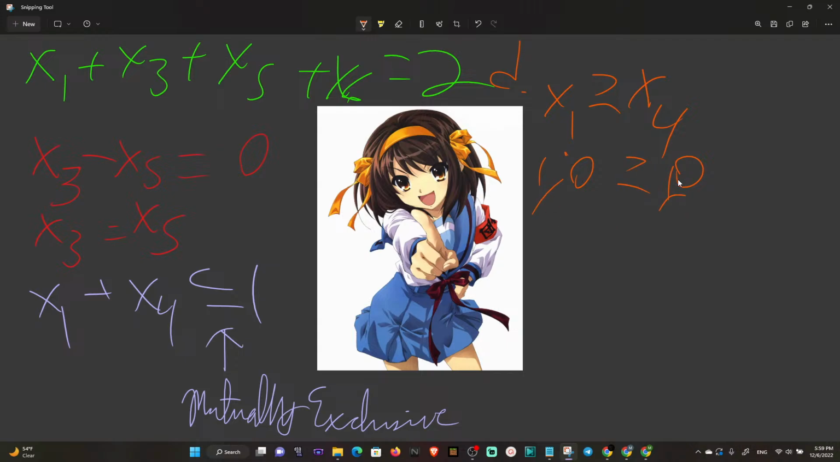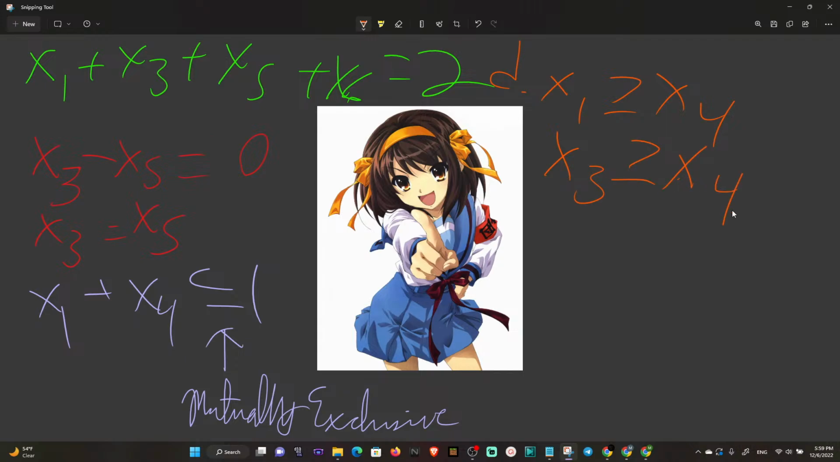But if it was like this, then you could not have this be possible. 1 is not greater than or equal to 0. Less than or equal to 0. Okay, that was just me explaining why the signs are in that direction. And then same goes for X3.